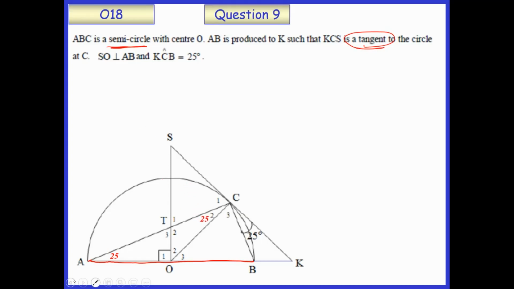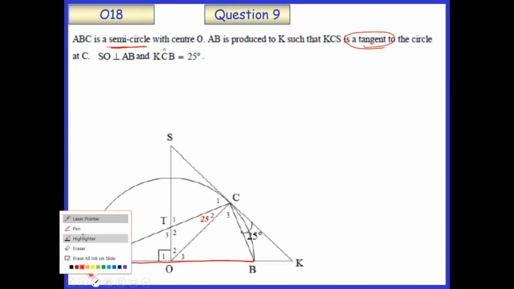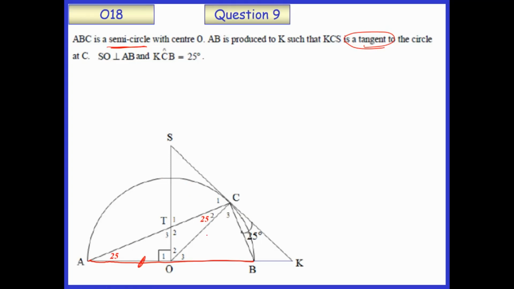Why would I conclude that C2 is 25? Because OA and OC are radii. Well done. Well, we also know this, am I right? Yes, we did know that. OB is also equal.